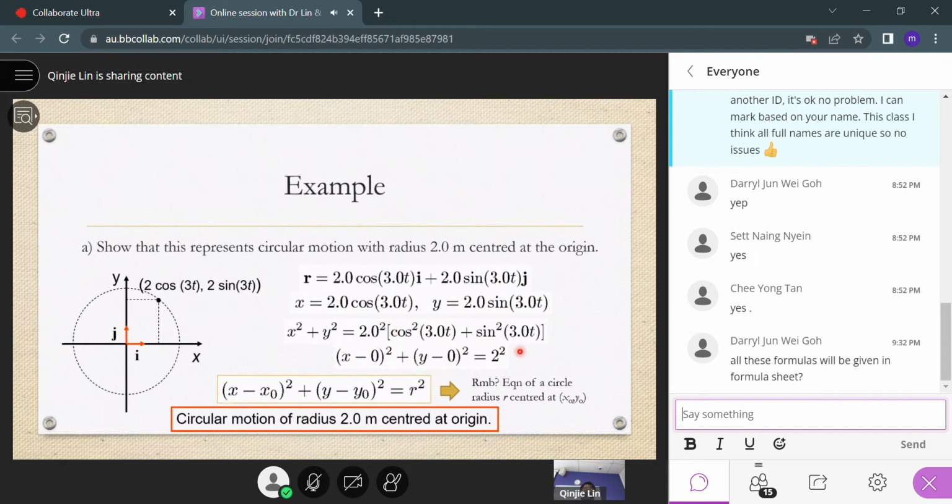And now you have this equation here, which can show that it's actually a circle. Because if you compare it to a general equation of a circle, it looks like that. Okay, so like this, you have shown that it's a circle.